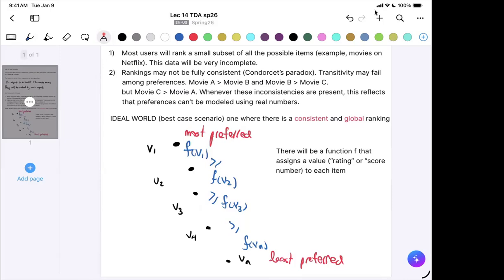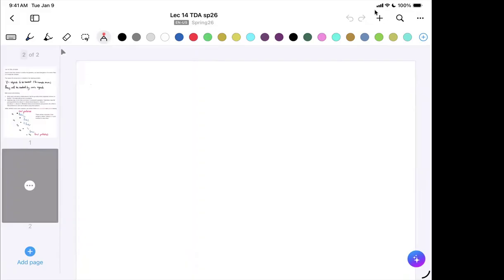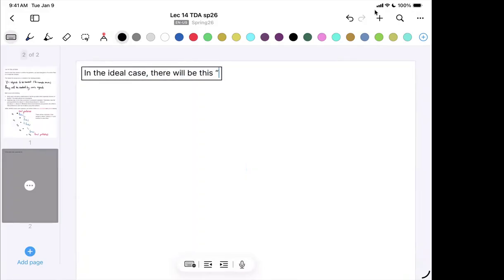But again, in the ideal case, what I'm trying to suggest is that there will be this function f that gives you the score or the ranking of the items. So in the ideal case, there will be this function f that rates the items.